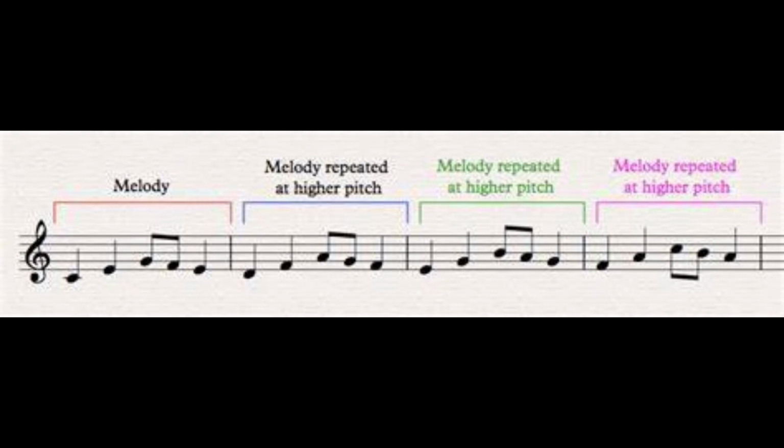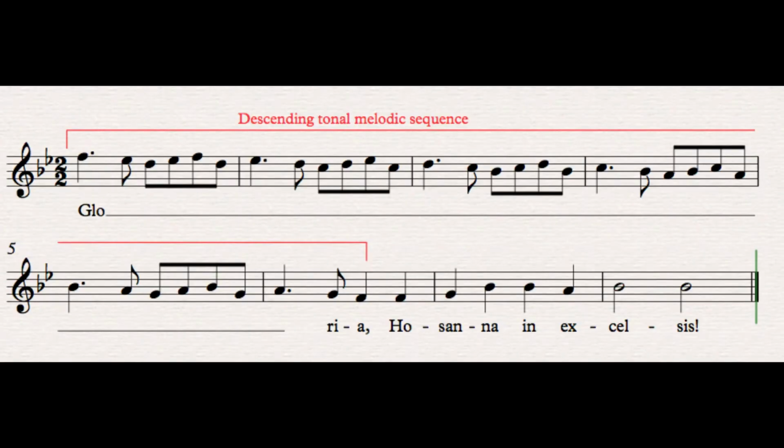So you can have an ascending sequence where the starting note has been raised each time, and so the melody ascends, or you can have a descending sequence where the starting note is lower each time and it continues to get lower each time, and so that's a descending sequence and the melody descends. So sequence was very important.